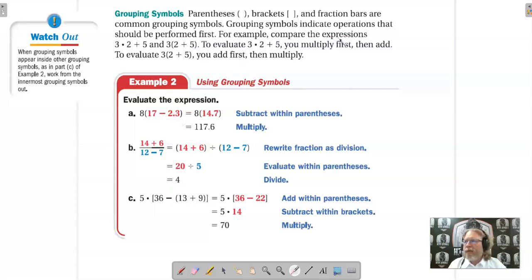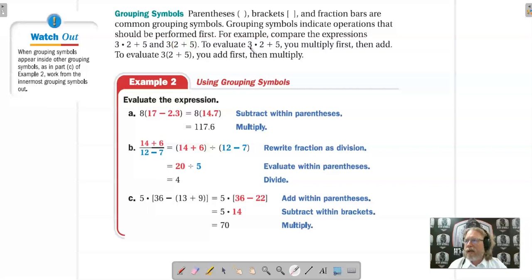So for example, compare the expressions 3 times 2 plus 5 and 3 times the quantity of 2 plus 5. Notice that the parentheses, I read them as "the quantity of." So if I were saying it out loud in class, "3 times the quantity of 2 plus 5," you know, oh, he said "times the quantity of," so it goes in parentheses, and then he said 2 plus 5. So if I were to read this aloud, that would be 3 times the quantity of 2 plus 5.